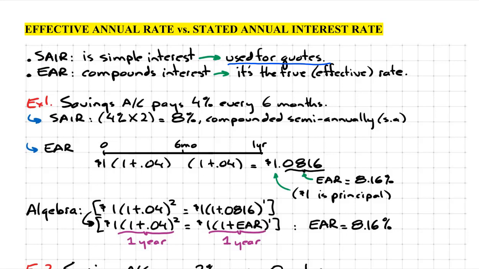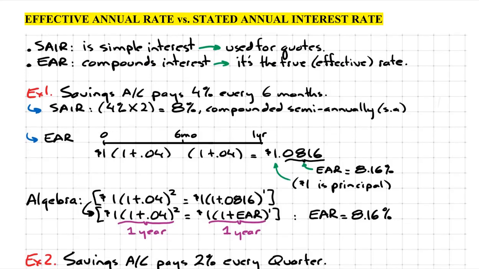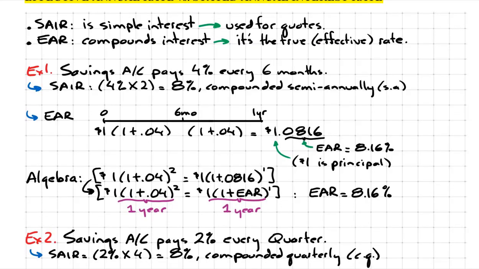On the other hand, effective annual rate compounds interest. And what it does is it measures the true or the effective rate that you would be earning on your account. Now, the best way to demonstrate the difference between the two is by looking at some examples. So the first example is as follows.